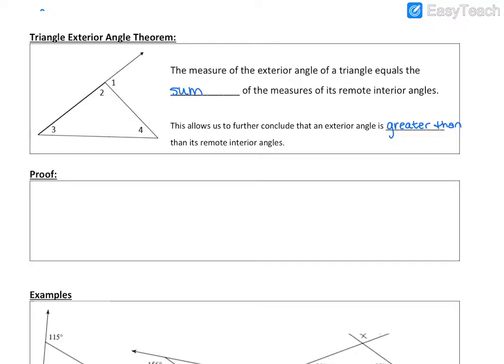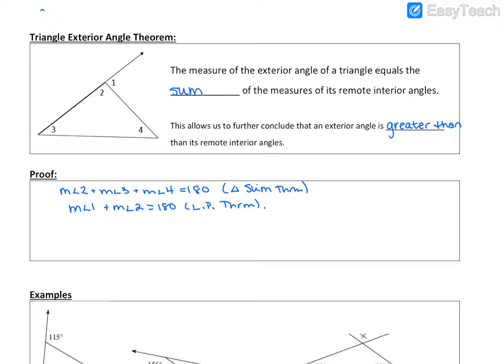If we have a couple different things here, we know that the measure of angle 1 plus the measure of angle 2 plus the measure of angle 3 plus the measure of angle 4 has to be equal to 180 because of the triangle sum theorem. We also know that angle 1 and 2 has to add up to 180. That's from the linear pair theorem.